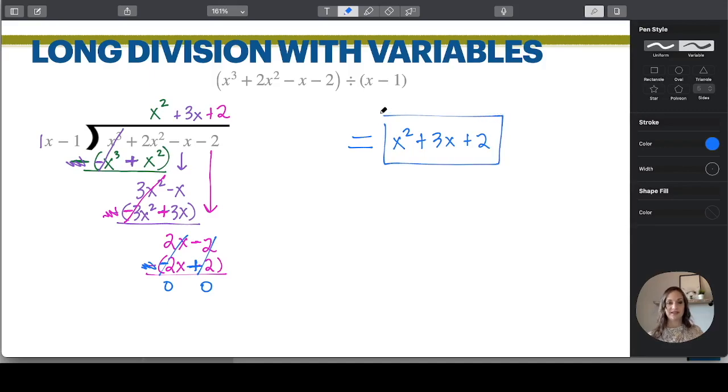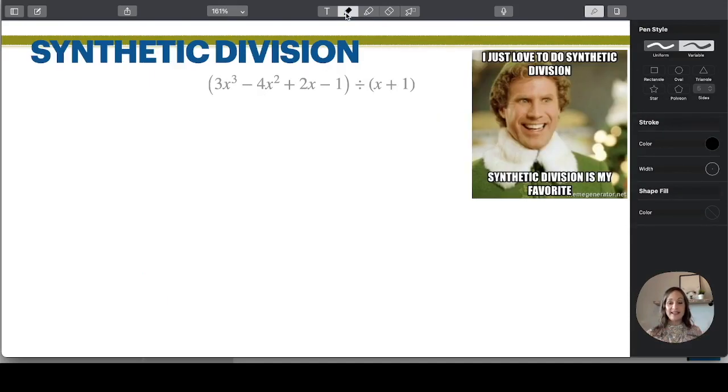Okay, if I lost any of you, it is okay because there is actually a much, much, much easier way. And it is called synthetic division. And here's how you do it. First, you create a shelf. And then you're going to write the coefficients of each of these terms.